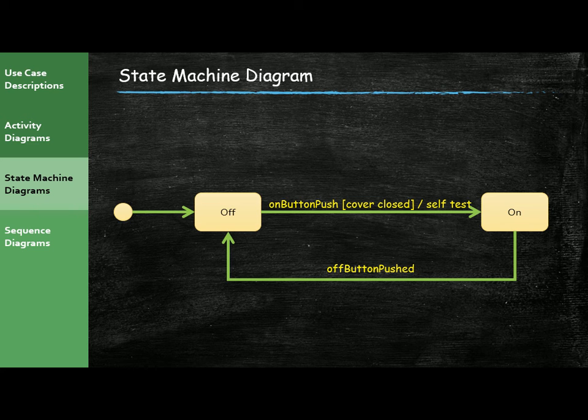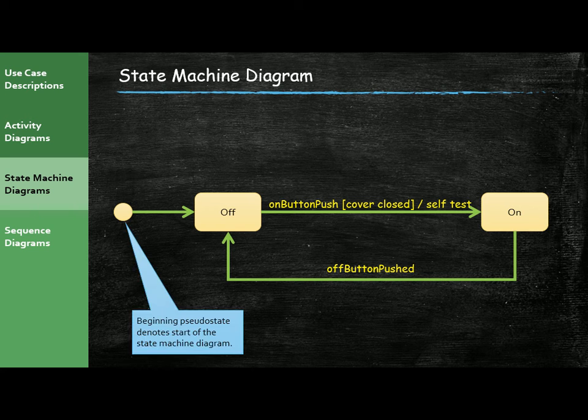Likewise, finally, of course, if you hit the off button, we're going to transition right back to the off phase. The dot that you see on the front is a pseudo state. It's not an actual state. It's the beginning of the state machine. It denotes where we start from.